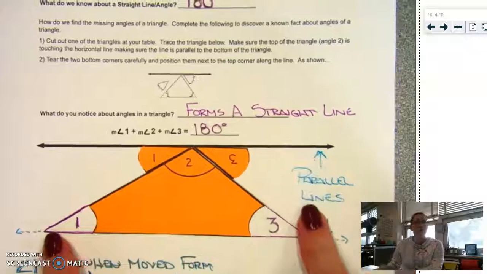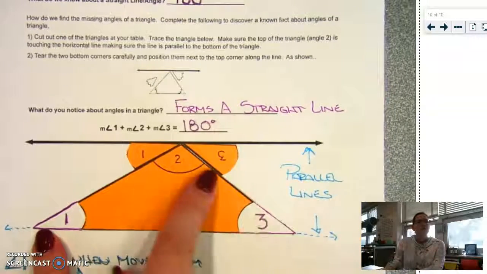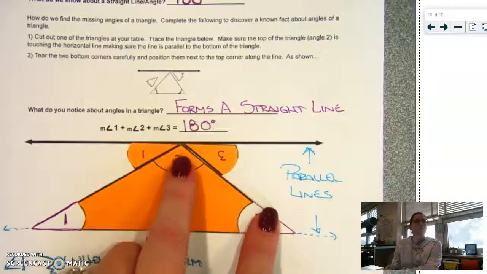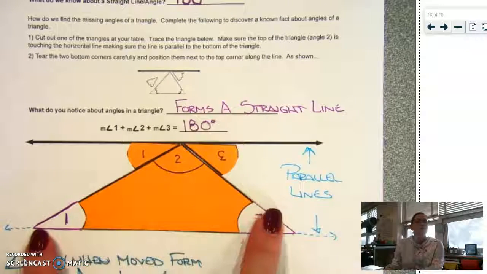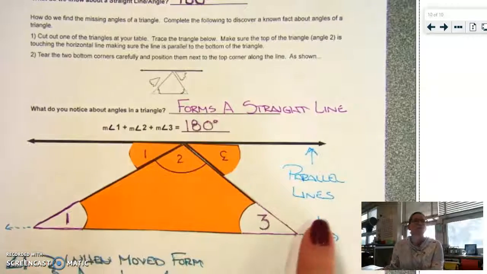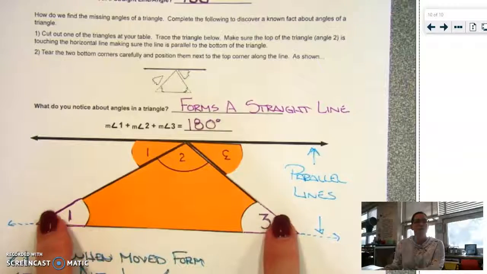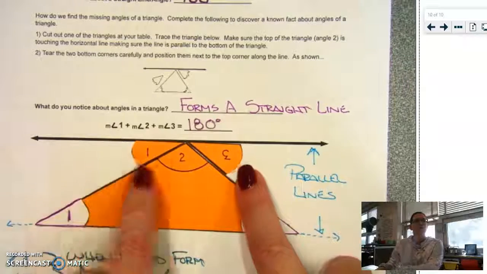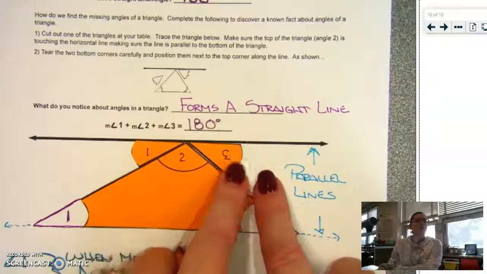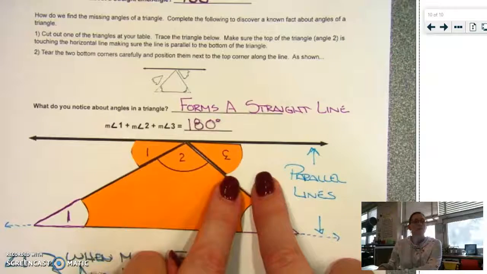This is really important to prove congruence and to have a transversal. This would be considered a transversal line, and so would this one. In order to have our transversal lines, these lines have to be parallel, so that's an important side note. We pulled these angles off, rotated them, and plugged them into the top of this horizontal line, and you can tell that they lined up pretty evenly.